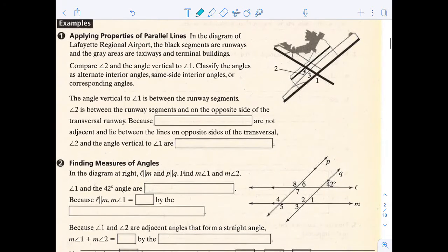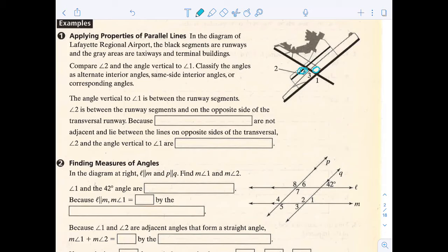All right, so jumping into the examples. Applying properties of parallel lines. It says in the diagram of Lafayette Regional Airport, the black segments are the runways and the gray segments are taxiways and terminal buildings. Compare angle 2 and the angle vertical to angle 1. Classify the angles as alternate interior, same side interior, or corresponding angles.